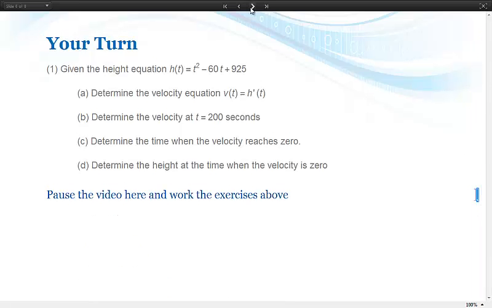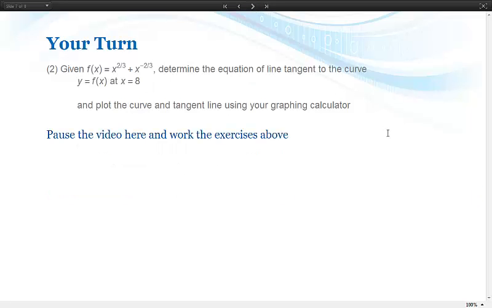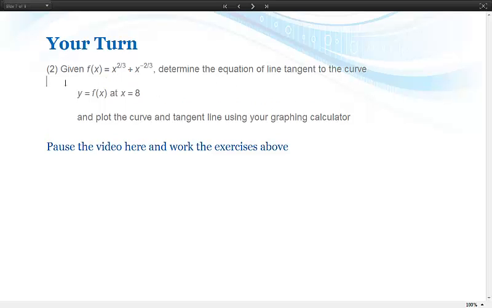Let's do one more exercise. This time, a tangent line problem with fractional exponents. Given the function f of x is x to the 2/3 plus x to the minus 2/3, determine the equation of the tangent line for the curve y equals f of x at the point associated with x equals 8. Plot the curve and the tangent line using your graphing calculator.